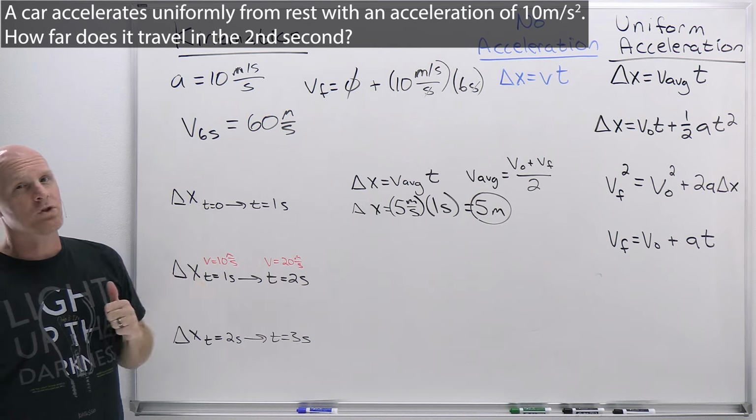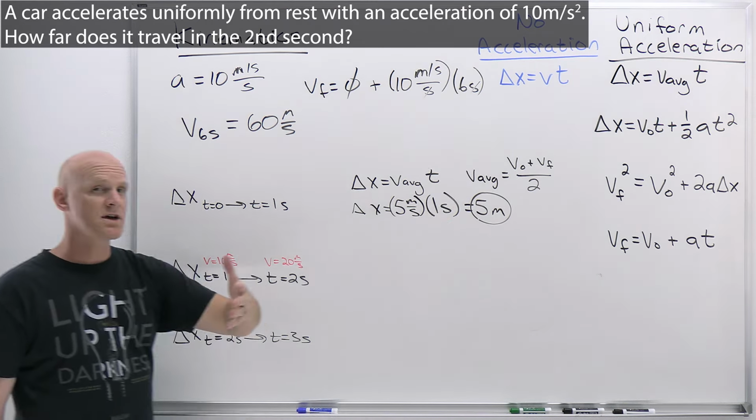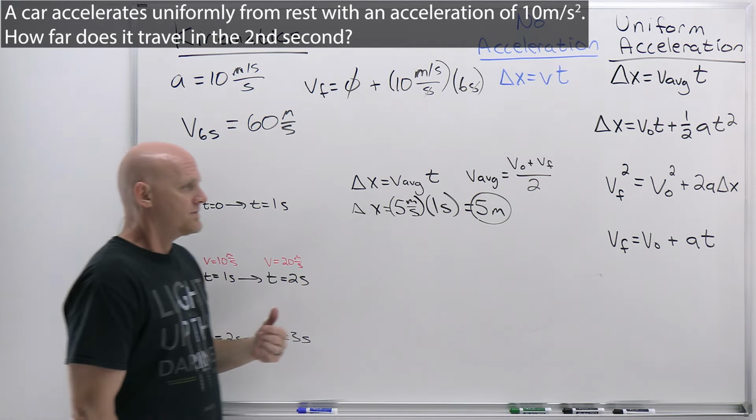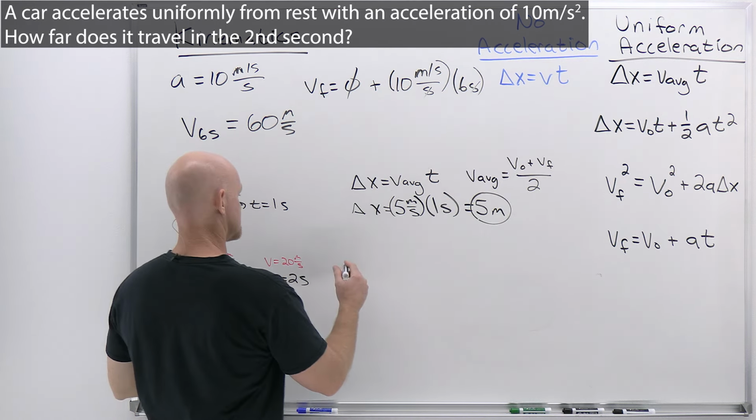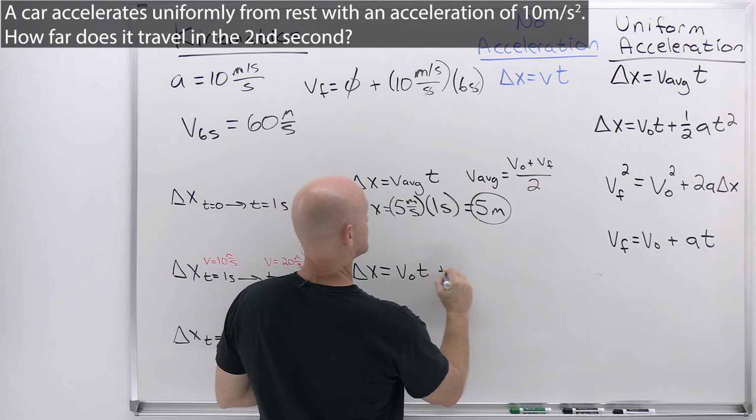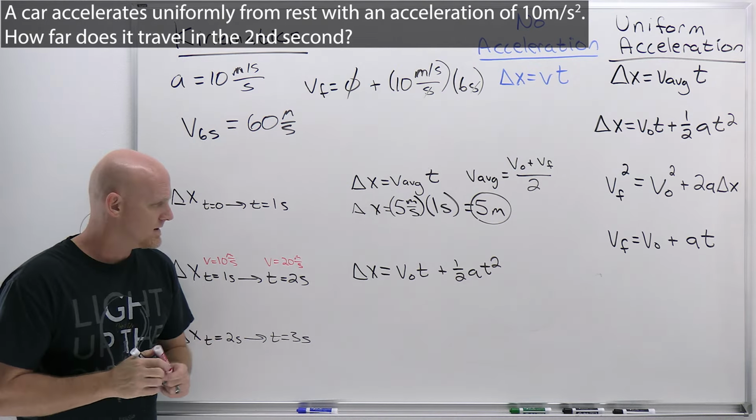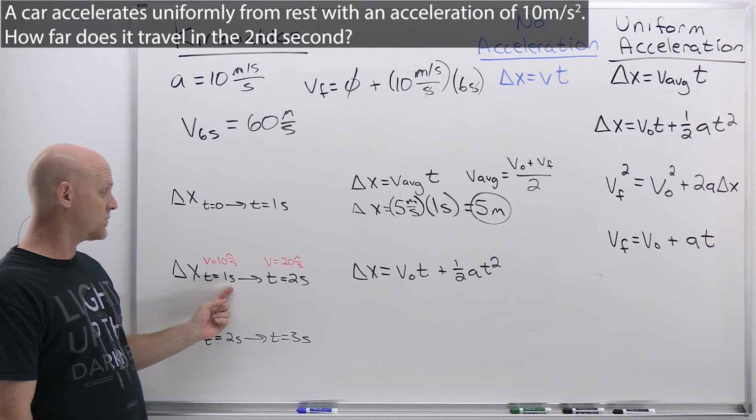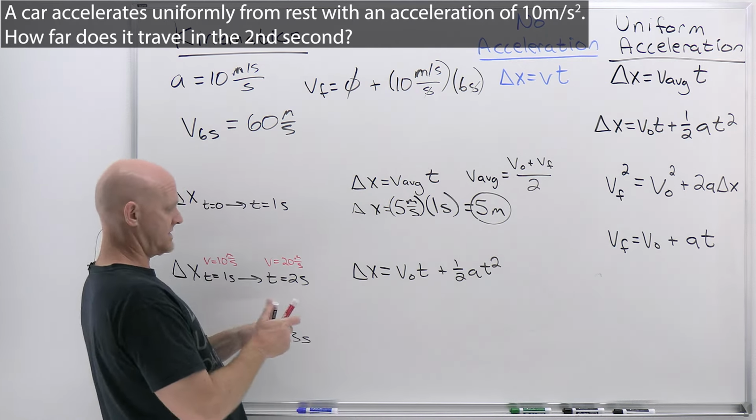Okay, now that's not the only way to do it, but we could have done it that way. And it's 15 meters, it's longer than 5 meters, just like we expected it to be. But let's approach this a little bit different way. Let's see if we can go about this route right here. In this case, delta x equals v initial t plus 1/2 a t squared. Okay. So in this case, v initial at t equals 1 second is 10 meters per second.